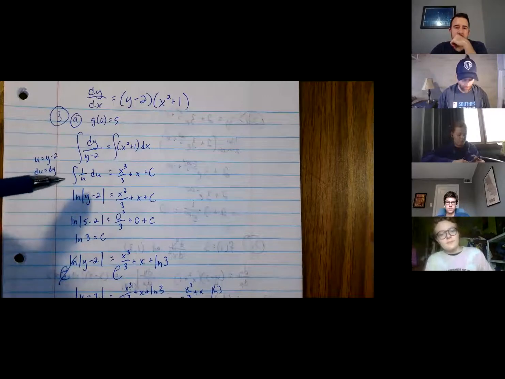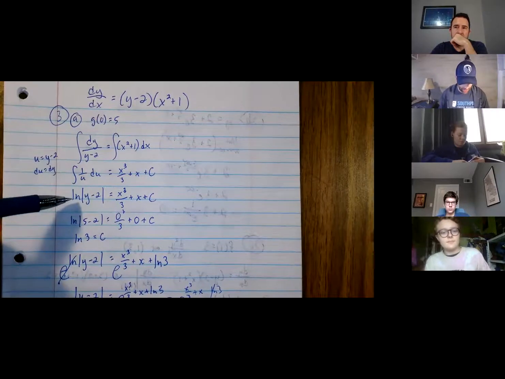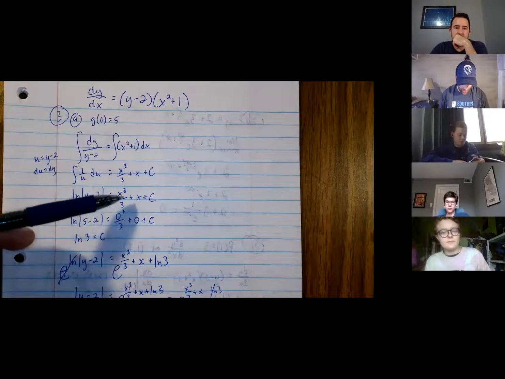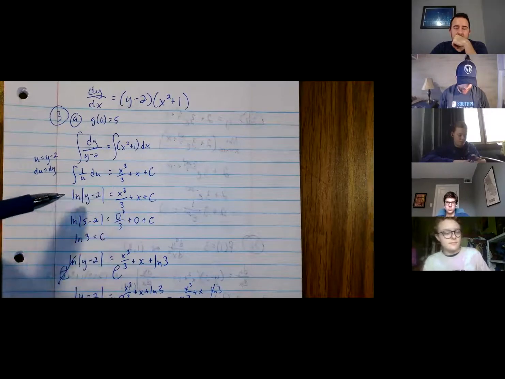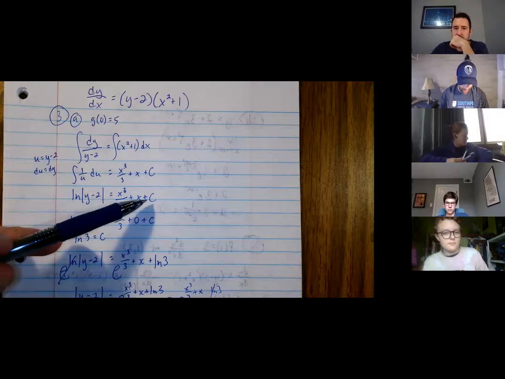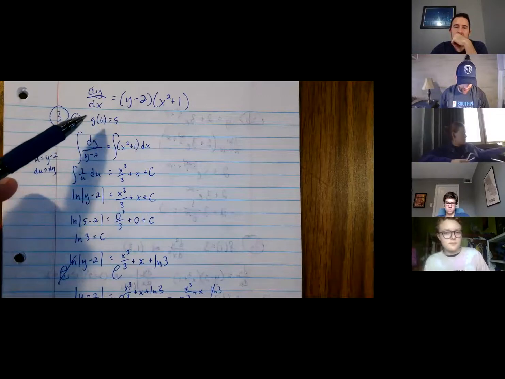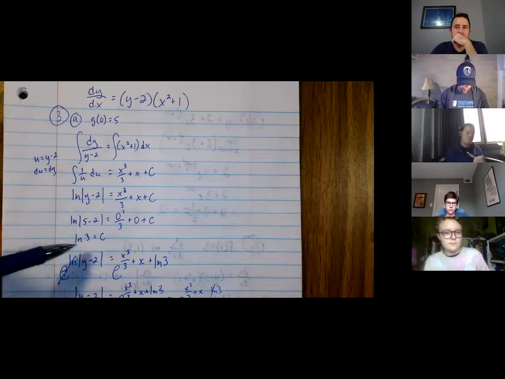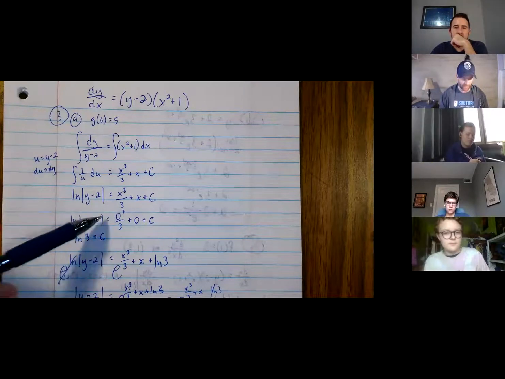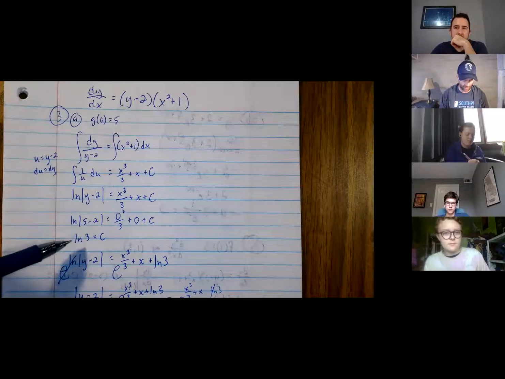All right. And so we integrate, and we get natural log of the absolute value of y minus 2 equals x cubed over 3 plus x plus c. All right. And then we want to solve for the value of c, and we use the initial condition that g of 0 equals 5. So we plug 0 in, plug 5 in, and we get that c is the natural log of 3. Remember, the absolute value drops away because 3 is already a positive number.